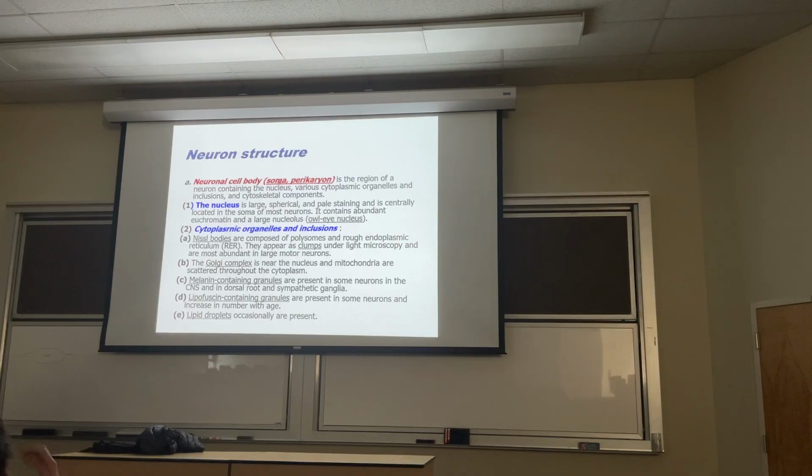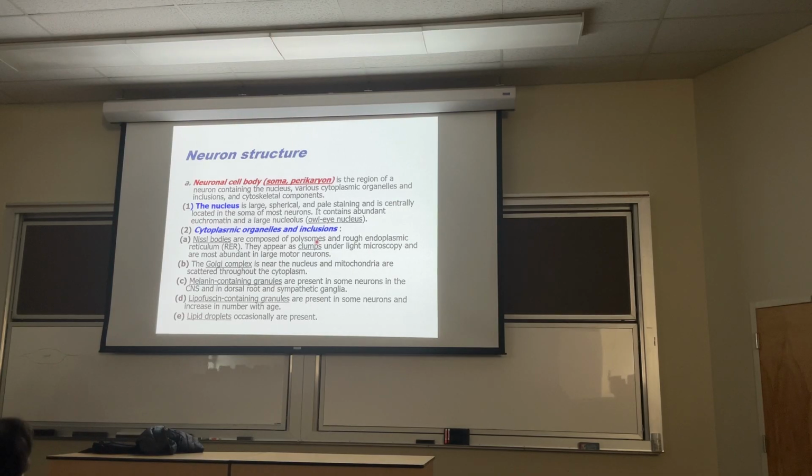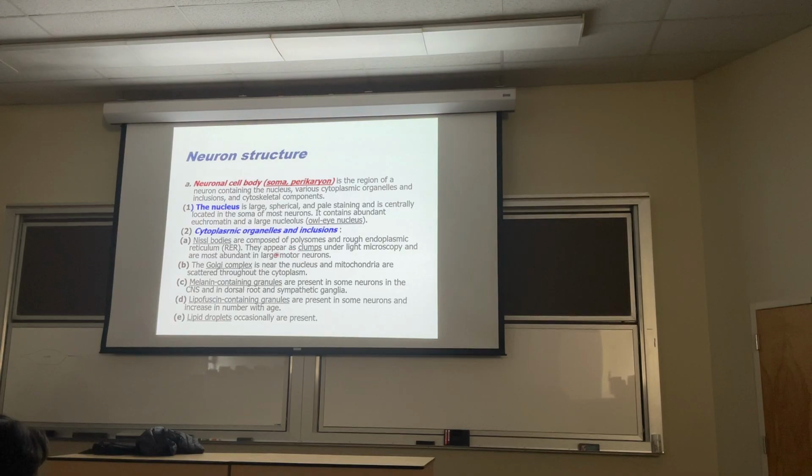Here are some alternate names for the cell body, the soma and the perikaryon. And the nucleus is usually quite prominent, pale staining, but often has a dark staining nucleolus. Sometimes the nucleolus is described as owl eye. The Nissl bodies are the ribosomes and the rough ER. Because of their unique features, they stain in a certain way. They stain dark under light microscopy.